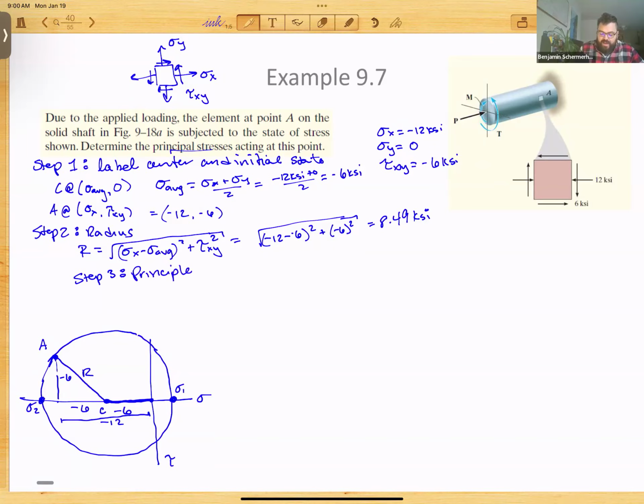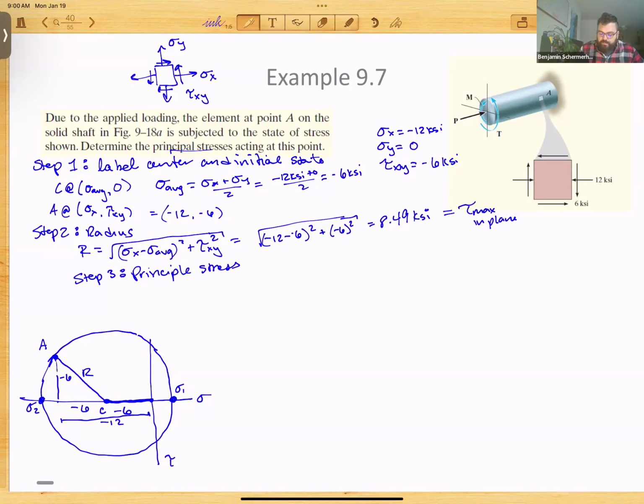It doesn't ask us to find maximum in-plane shear, but guess what? We already have it, right? Because that is our radius. So if we wanted it, we already have it because that's the radius that we have here. Isn't that handy, right?